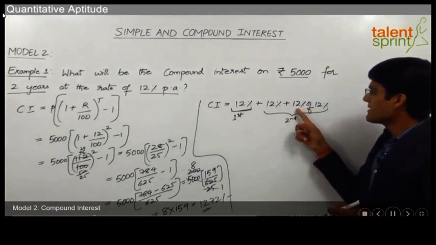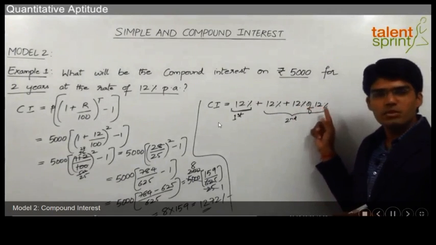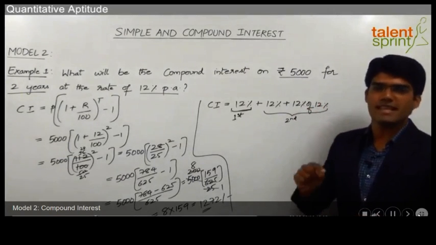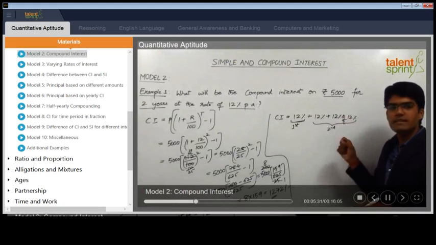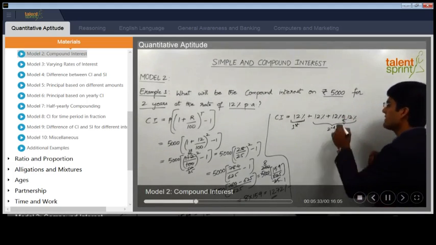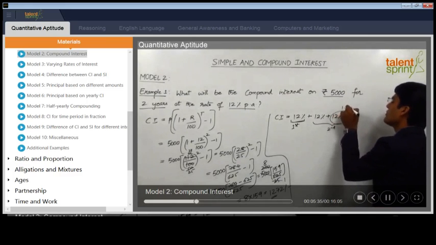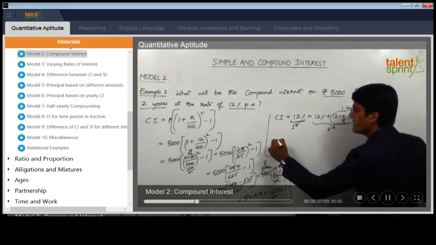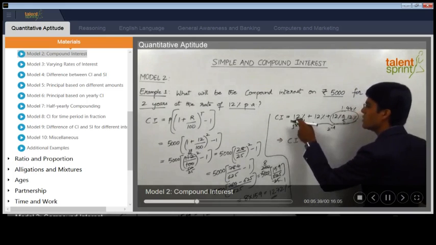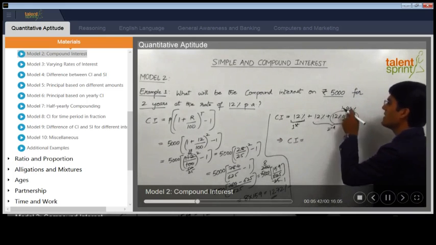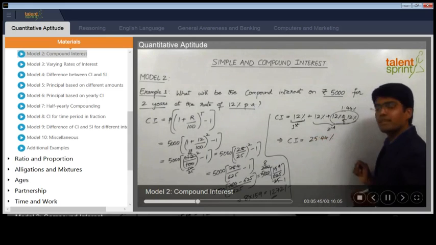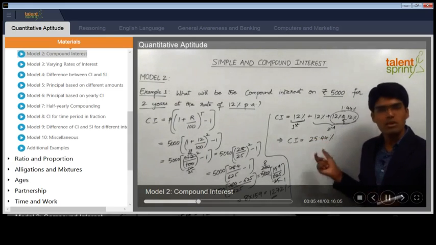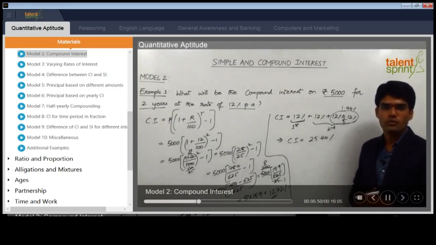Now, going by the percentage of percentage concept, we know that x% of y% is xy by 100%. So here 12 into 12 by 100 is nothing but 1.44. So this will be equal to 1.44%. So the total compound interest here will be equal to 12 plus 12, 24. 24 plus 1.44 is 25.44%. So the total interest that is earned in 2 years will be equal to 25.44%.